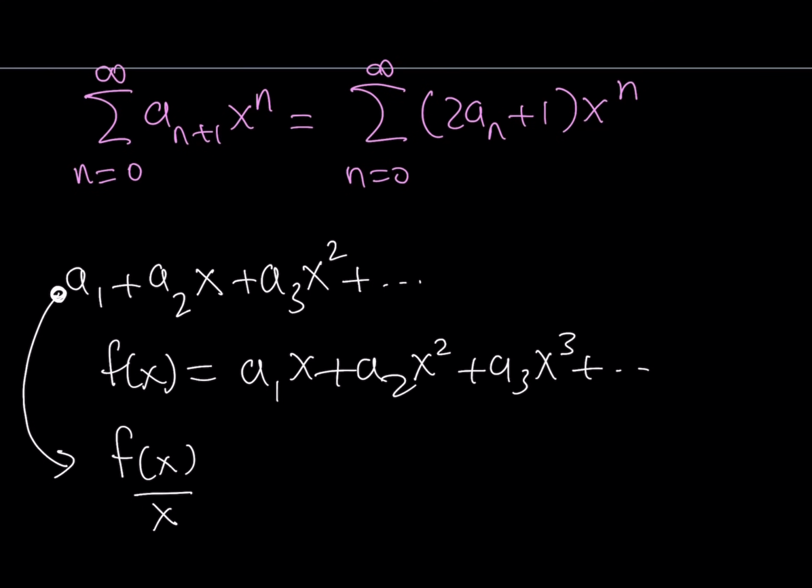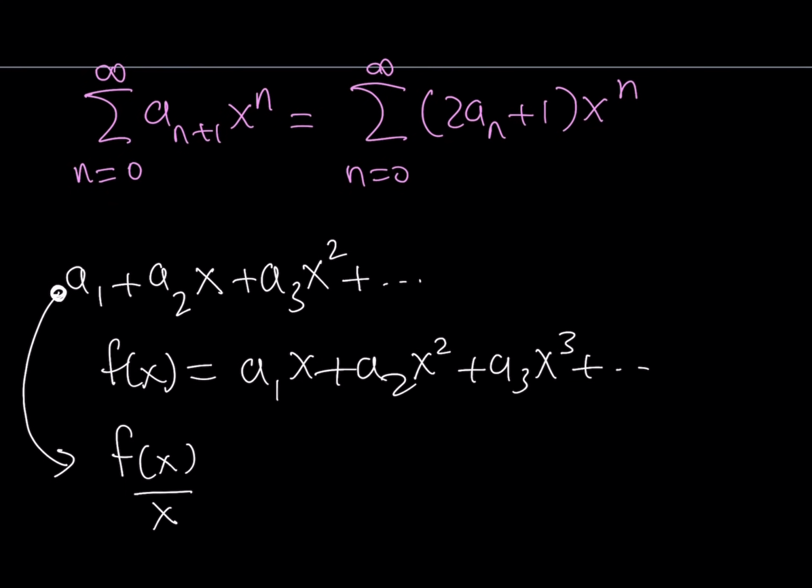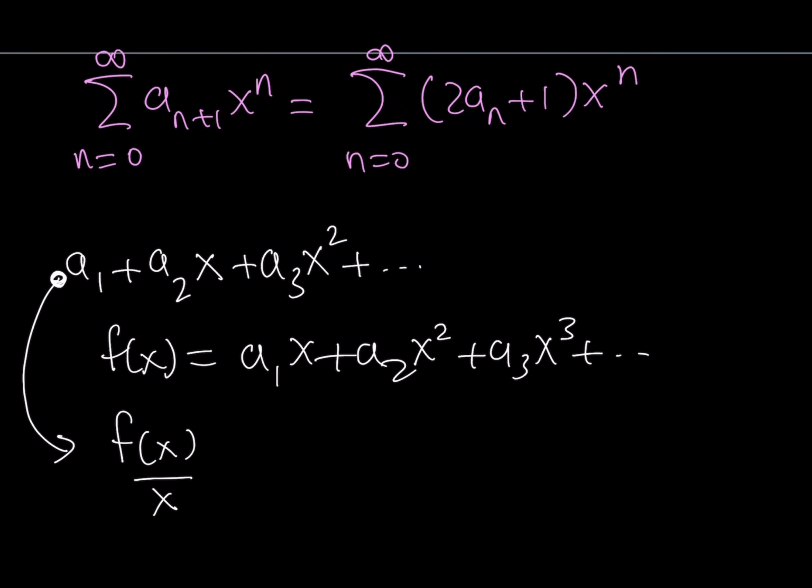When we divide f of x by x, we get the sum that is on the left-hand side of our equation. Great. So that's what we get from there. How about the right-hand side? Well, if you look at the right-hand side, we want to go ahead and separate them first.